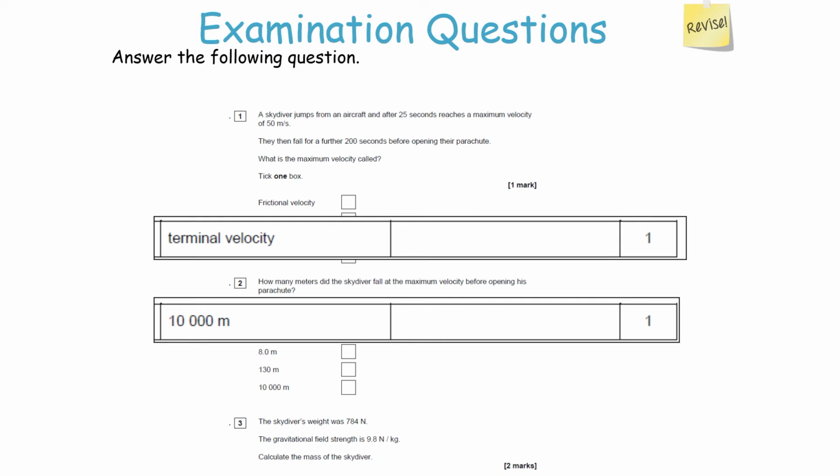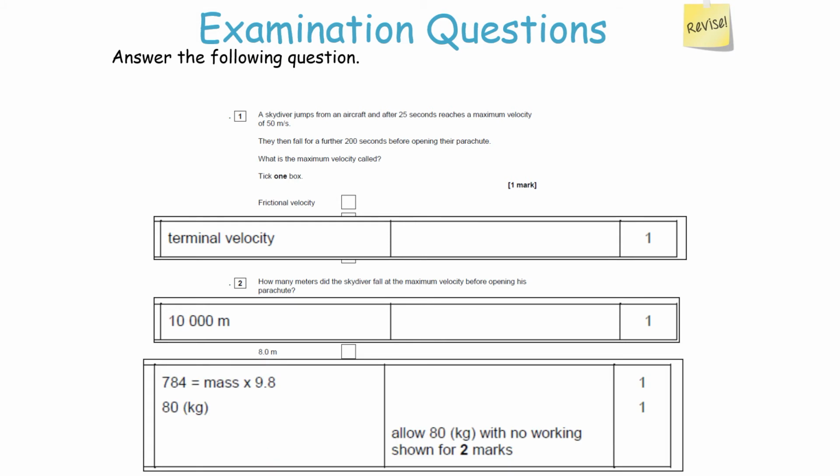Now if you look at how AQA structure their responses, what they like you to do is write out the general equation, weight equals mass times by gravity, then substitute the values in, so weight 784 equals mass times by 9.8, and then do your rearrangement. So you do mass is equal to 784 divided by 9.8 is equal to 80 kilograms.